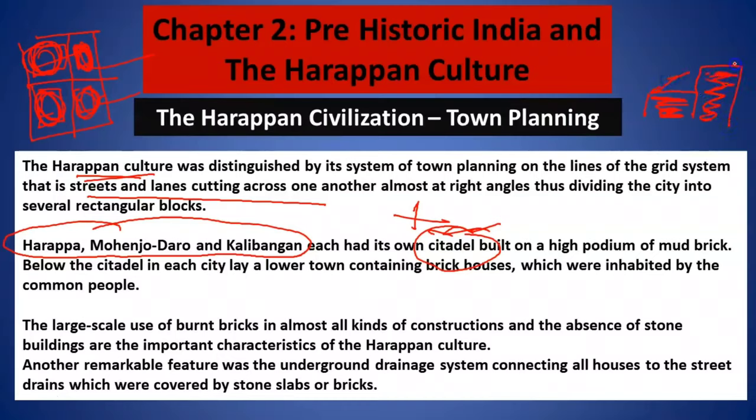So there might be a difference, that the rich class was staying there and the poor people were staying there, or maybe the kings and the warriors were staying there and the normal people were staying there. All right. Now, one more remarkable feature is, unlike the Neolithic age, their homes were not made of mud bricks. It was made up of burnt bricks, and moreover, it was not made up of stone bricks. This was a very, very remarkable structure.